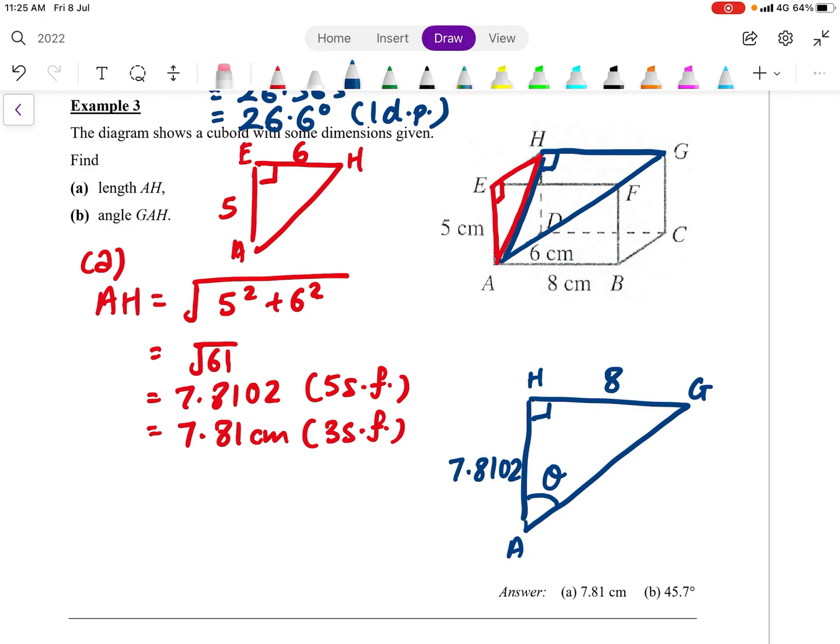So I want to find this particular angle. Once I draw the two-dimensional diagram, it should be much easier compared to just focusing on the 3D diagram. So the number 8, is it opposite or adjacent? It's facing theta, so it's opposite. This is adjacent to the angle.